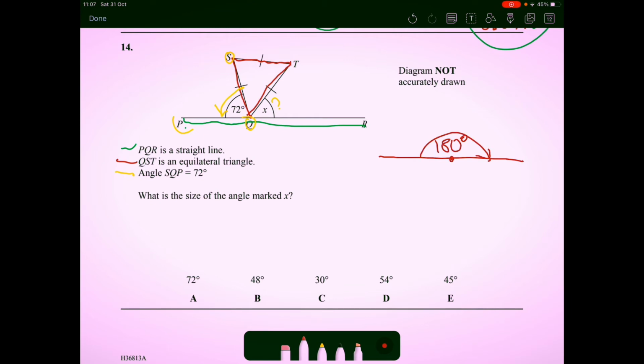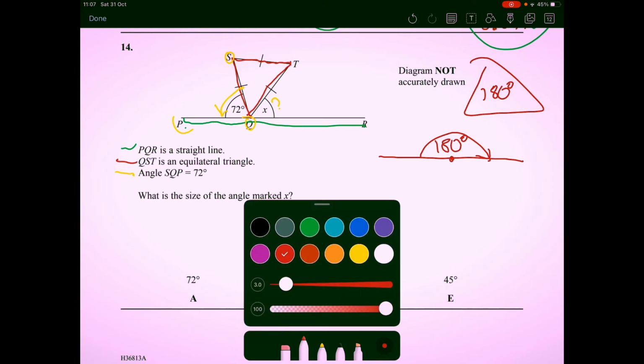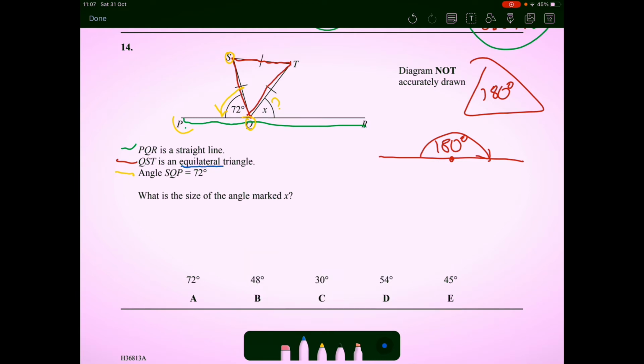add up to 180. We also know that all the angles inside a triangle add up to 180. What we've got here is an equilateral triangle. We've been told that in the words. So what we do know, even though we've not been given anything on the diagram, is that every single one of those angles is identical to each other because it's an equilateral triangle.